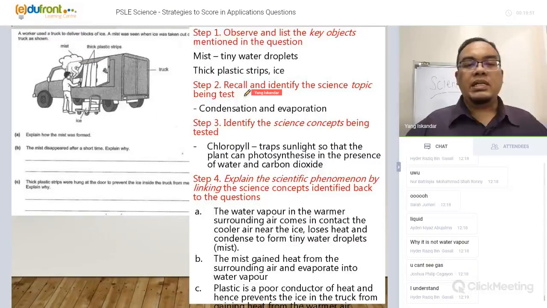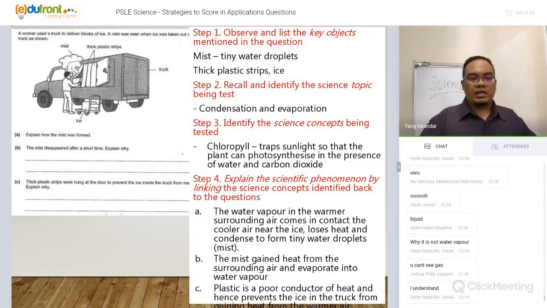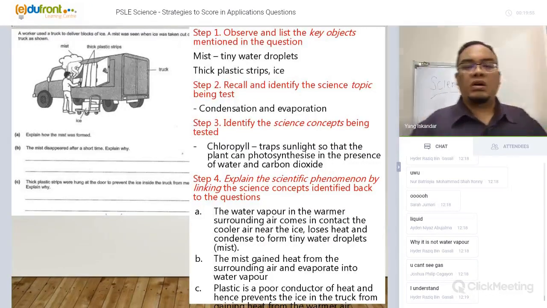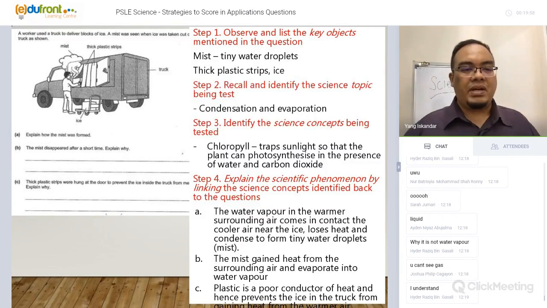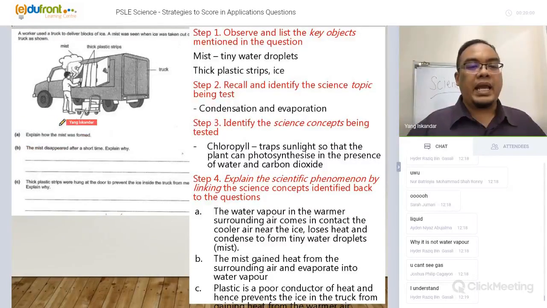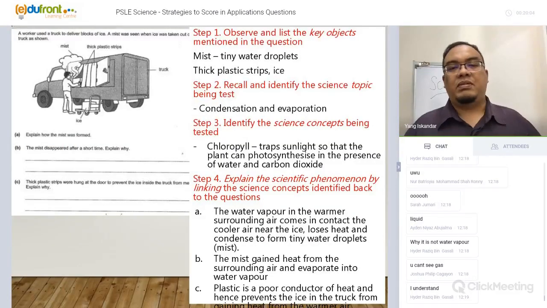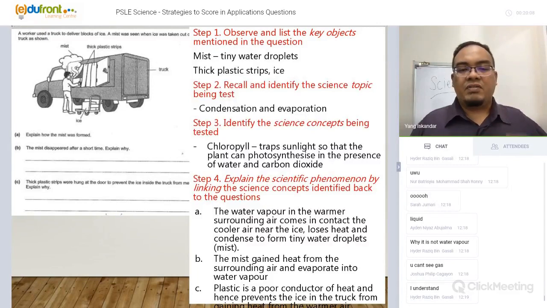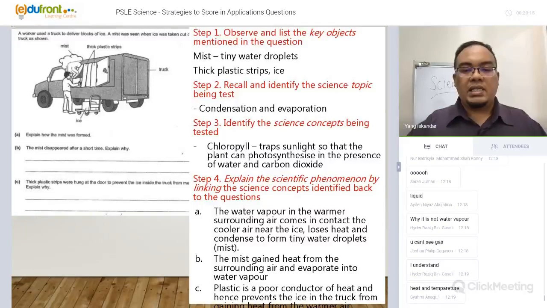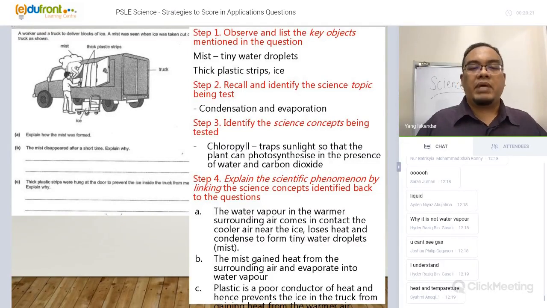Let's continue. Let's recall what topic is being tested here. The topic here is condensation and evaporation, right? Because they ask you to explain how the mist was formed. So explain how the water droplets are formed. Water droplets are formed due to condensation. You need to be able to understand what is condensation, the change of state from one state to another state.